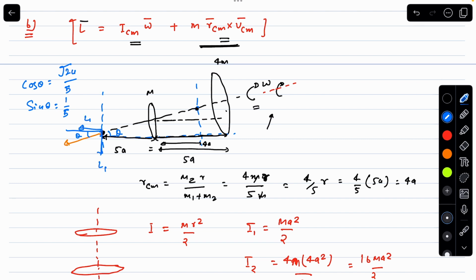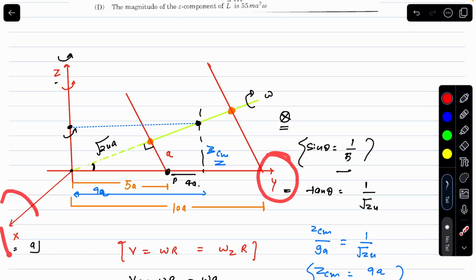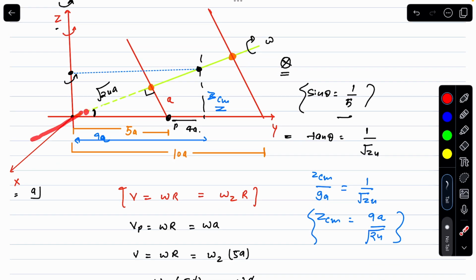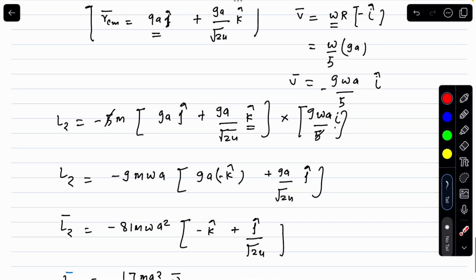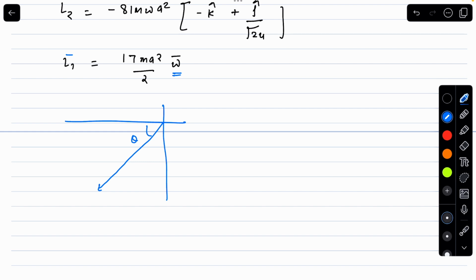Here I am taking this as the y axis and this as the x axis. So L1 will have two components, basically in the negative z direction and the negative y direction. When I break it like this, we need to understand it in 3D. This is the angular momentum pointed like this. This is theta. Then this component is L1 cos theta, and this component becomes L1 sin theta.